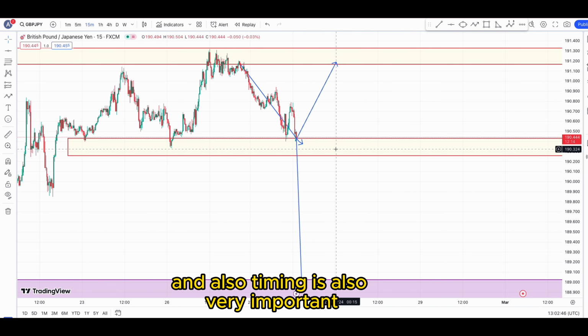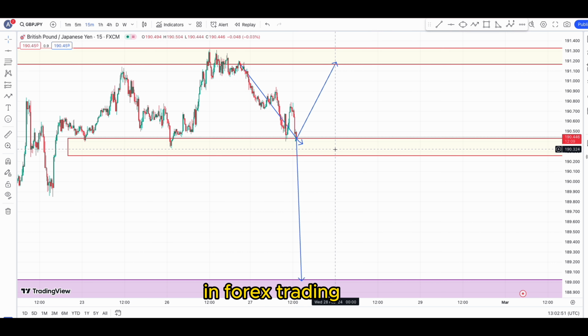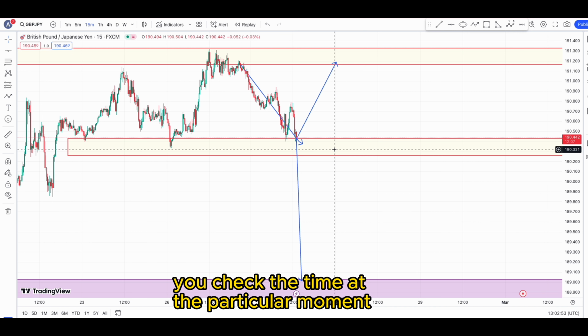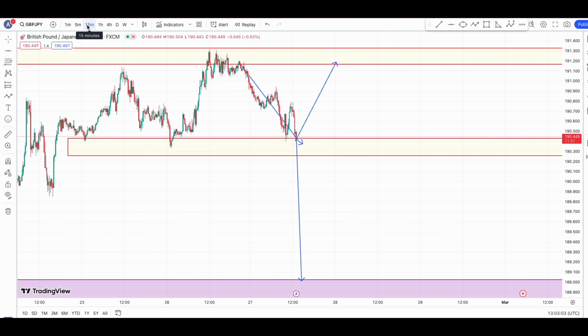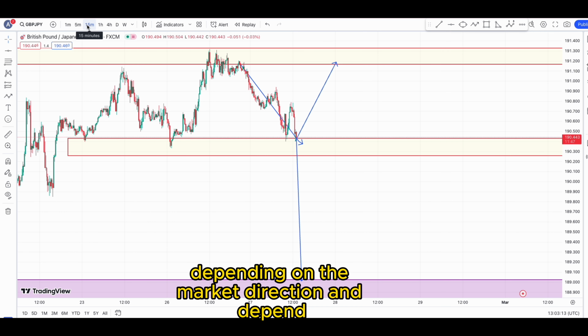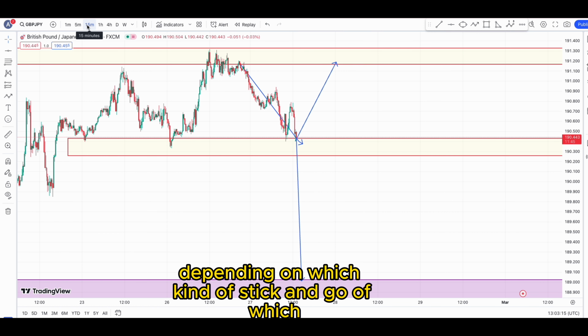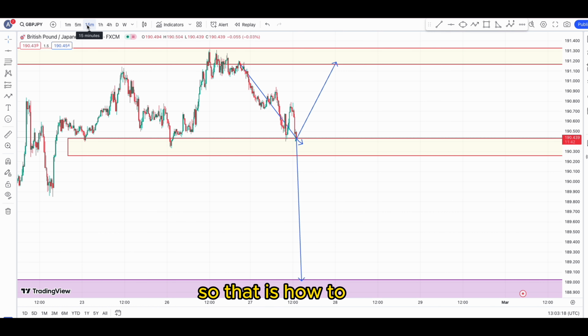And also timing is very important in forex trading. You will check the time at that particular moment, since you're on a 15-minute time frame. So you'll be checking after the next 15 minutes, what is the market reaction? In this 15 minutes, does this candlestick engulf the other candlestick? If yes, then I can take a short, depending on the market direction and on which candlestick engulfs which. So that is how to do this strategy.